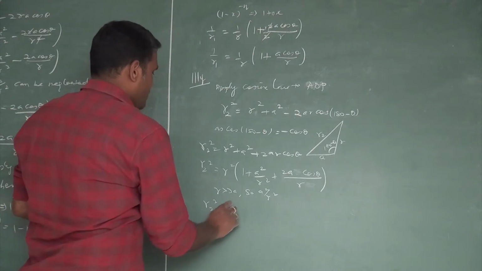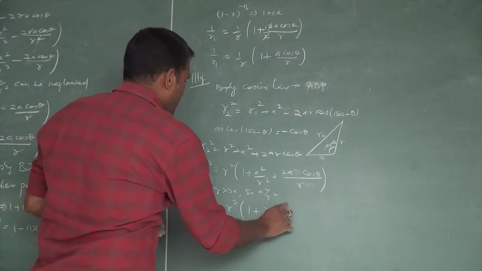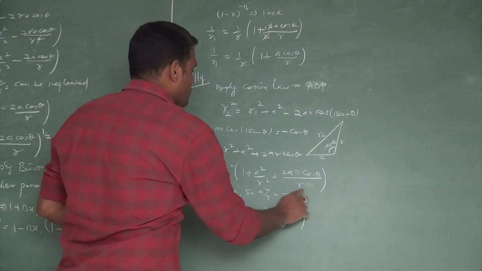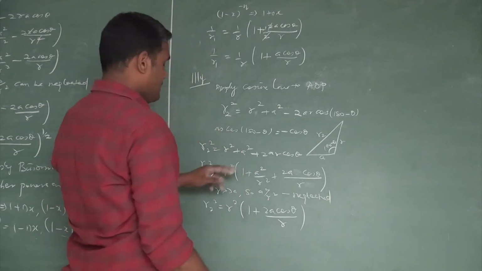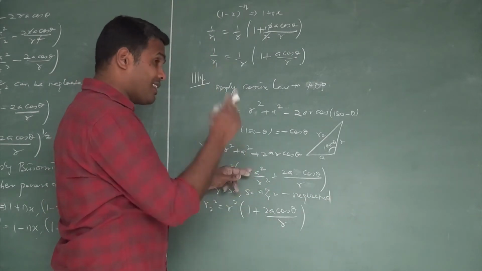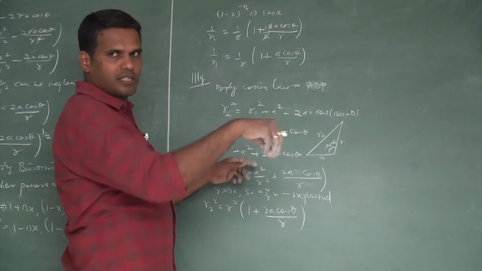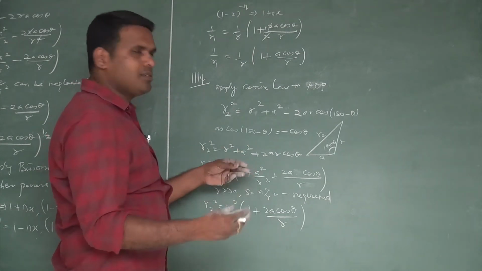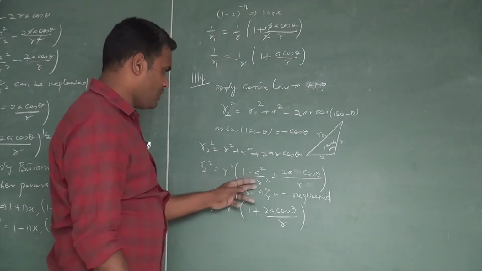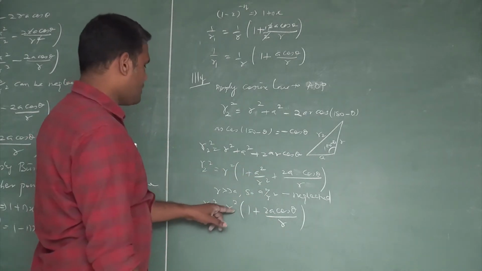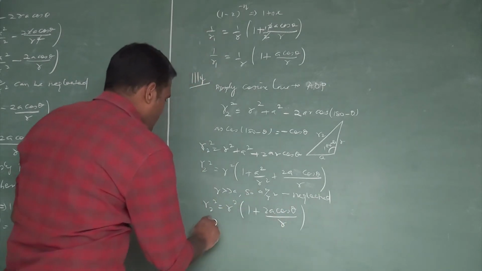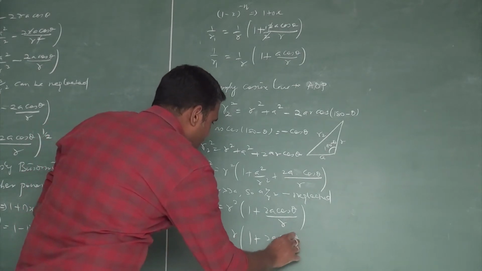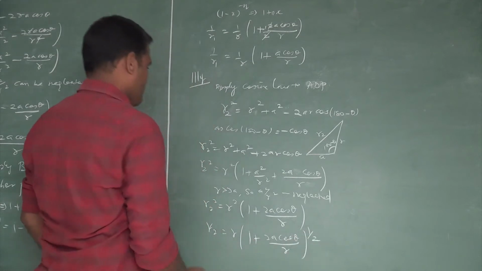So r2 square is equal to r square into 1 plus 2a cos theta divided by r. a square by r square is neglected because a is much smaller. It is taken in terms of square, that is, divided by a greater magnitude. A lesser quantity divided by a greater magnitude will give you a much lesser value, which is of no mathematical or physical significance. So a square by r square is neglected. r2 square equals r square into 1 plus 2a cos theta by r. So r2 is equal to r into 1 plus 2a cos theta by r the whole power 1 by 2.